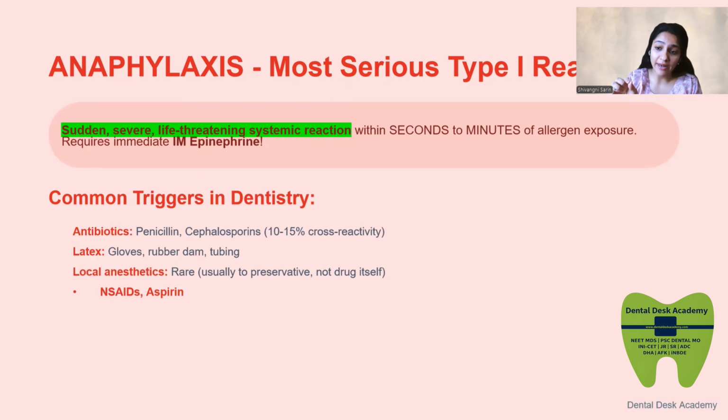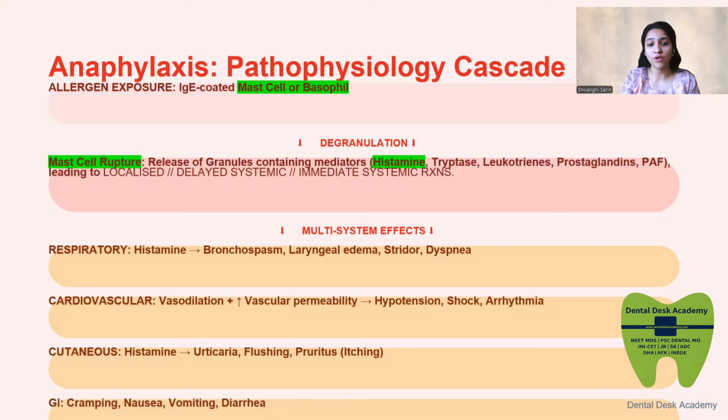It's not due to the LA drug. It is due to the preservative in it, methylparaben. And then again, NSAIDs or your aspirin, various drugs can cause it. So what exactly is the cascade or the pathophysiology in an allergic or anaphylaxis reaction? Generally, due to a previous allergen exposure, your mast cells or basophils are already sensitized. They haven't acted yet, but due to a previous exposure, they're already sensitized. Now, if there is a second exposure, these mast cells will degranulate, they will rupture, and they will release histamine, they will release prostaglandins.